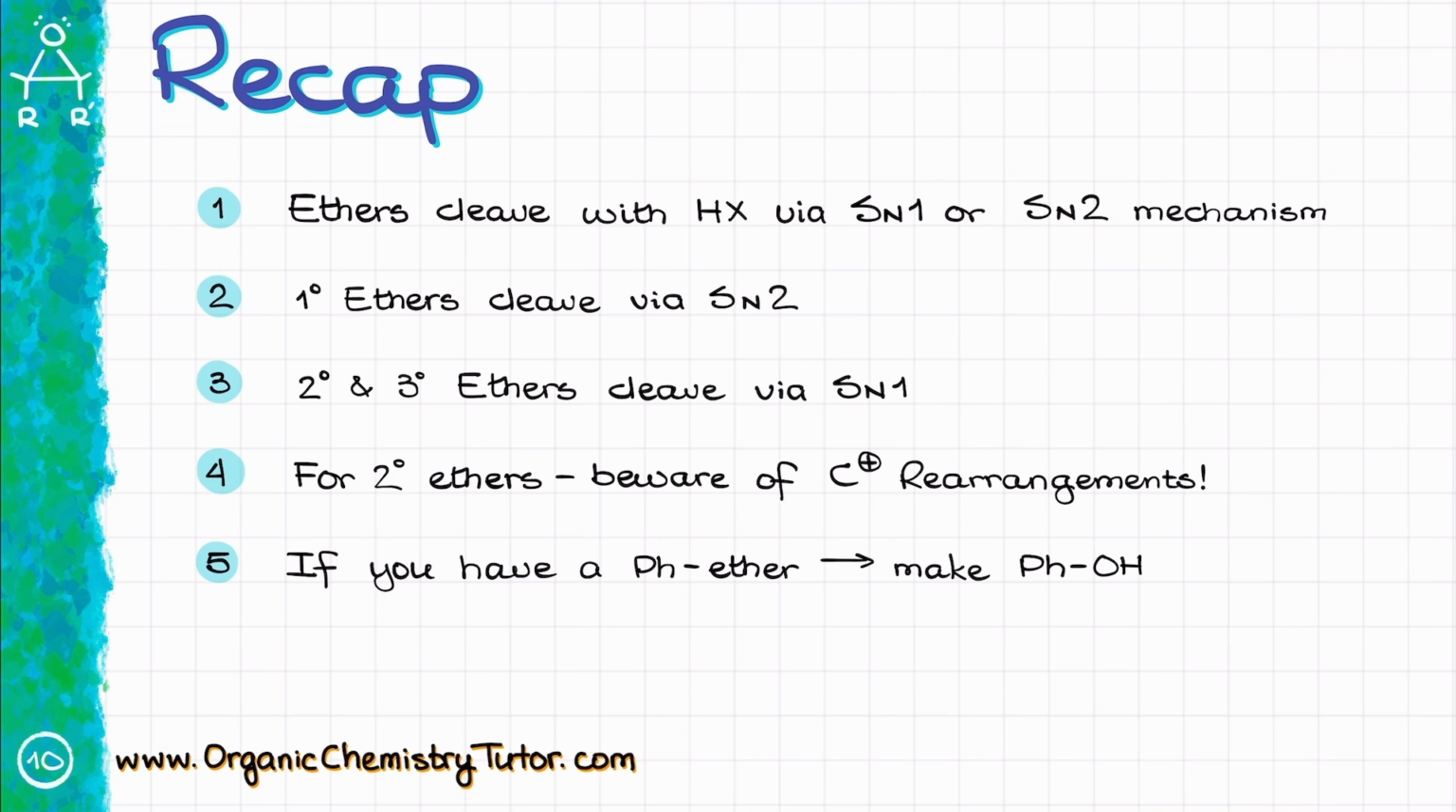Primary ethers cleave via the SN2 mechanism, while secondary and tertiary ethers cleave via the SN1 mechanism. If you have a secondary ether, be aware of possible carbocation rearrangements, and if you have a phenyl ether, leave it with the OH group instead of the halide for the final product.